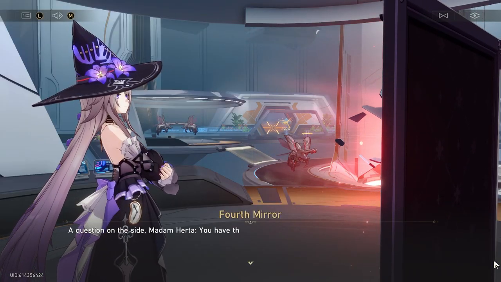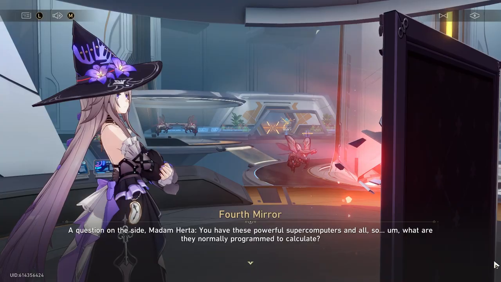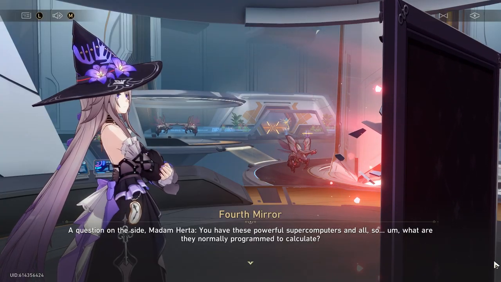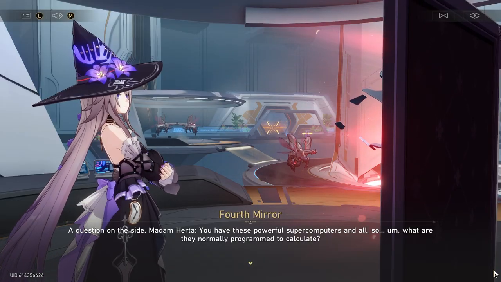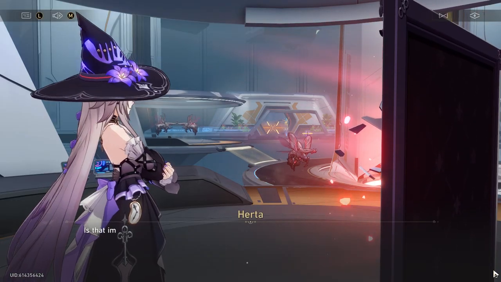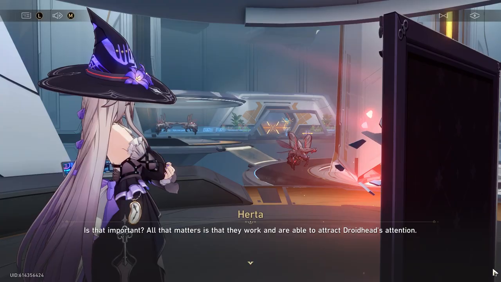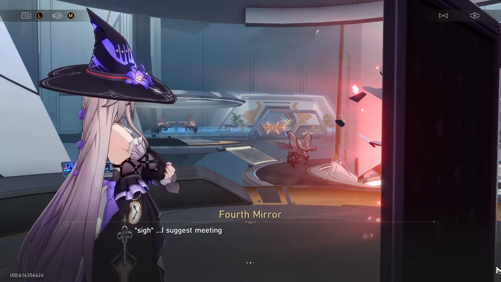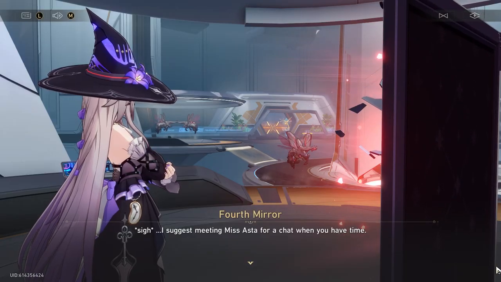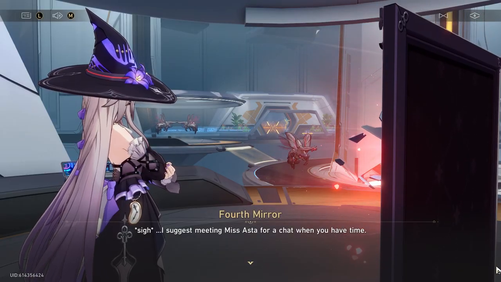A question on the side, Madame Herta? You have these powerful supercomputers and what are they normally programmed to calculate? Is that important? All that matters is that they work and are able to attract Droidhead's attention. I suggest meeting Miss Asta for a chat when you have time.